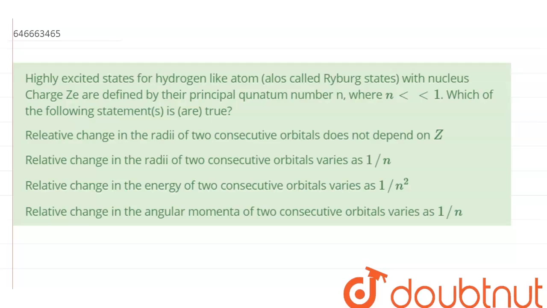Highly excited states for hydrogen-like atoms, also called Rydberg states, with nucleus charge Ze, are defined by their principal quantum number n, where n is very much greater than 1. Which of the following statements is true? So the first statement is: relative change in the radii of two consecutive orbitals does not depend on Z.